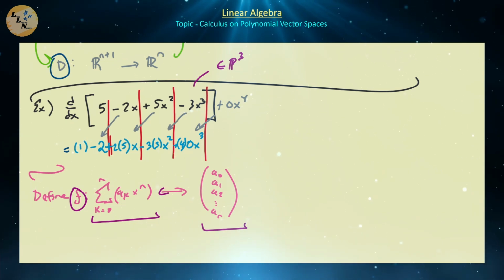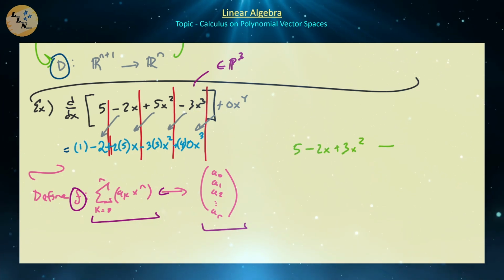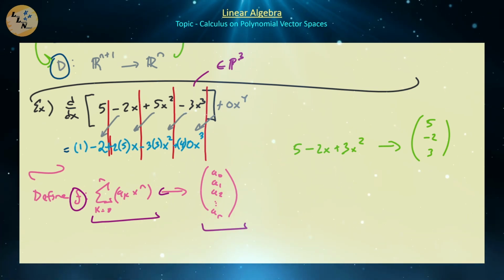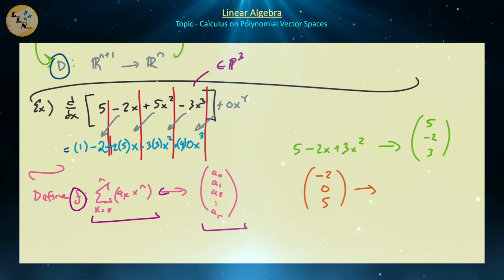So for example, if I give you the polynomial 5 minus 2x plus 3x squared, then this is going to be mapped to the three-dimensional vector 5, minus 2, and 3. And if I give you a particular three-dimensional vector, for example negative 2, 0, and 5, then that can be mapped to the polynomial negative 2 plus 0x plus 5x squared. So there's a unique one-to-one correspondence between polynomial functions and these R3 vectors, right? So we have that nice, beautiful representation.